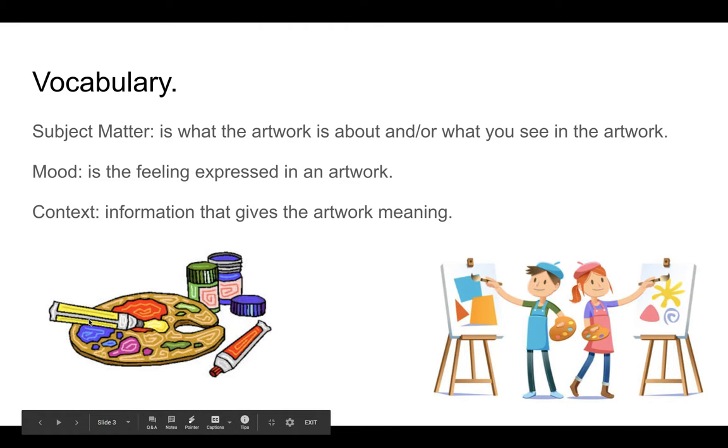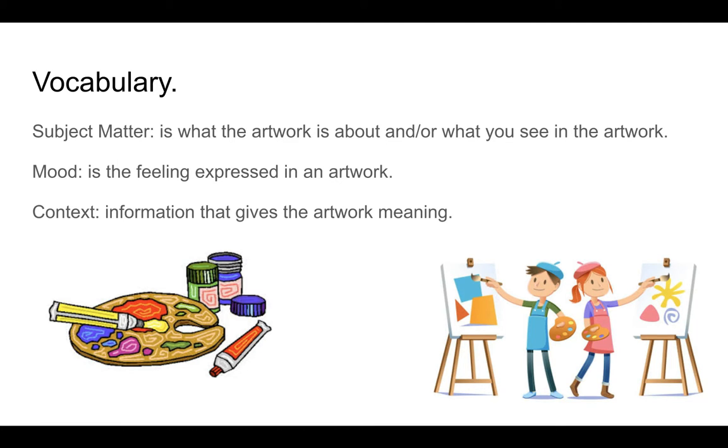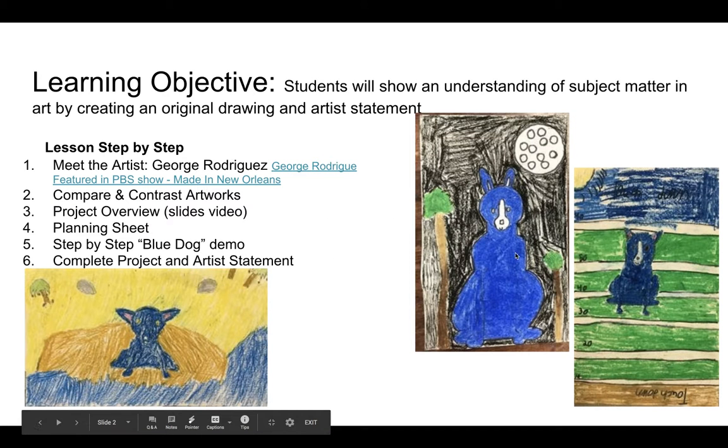Before we get started, there are some words that you need to know. The first one is subject matter, and that is what the artwork is about or what you see in the artwork. For example, we're going to see a dog in our artwork for this project, so the subject matter is a dog. But the subject matter could also be the other things you see in the artwork. For example, if I go back a slide, the subject matter here is a dog playing on a football field, or in the forest at night, or on the beach.